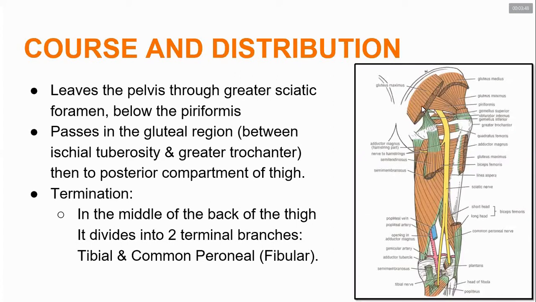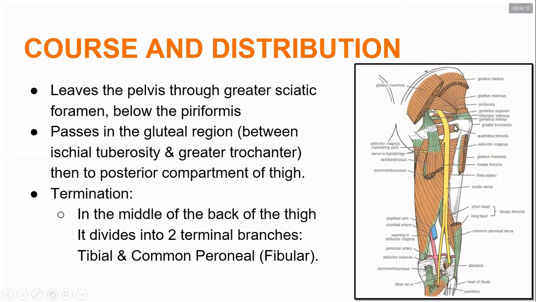You can see the sciatic nerve leaves below the piriformis muscle, and then it passes into the gluteal region, and then passes into the posterior compartment of the thigh. When it passes below the piriformis muscle, the sciatic nerve will roughly be at the midpoint between the ischial tuberosity and the greater trochanter. So it will be somewhere in the middle. And this nerve will pass over the short external rotators.